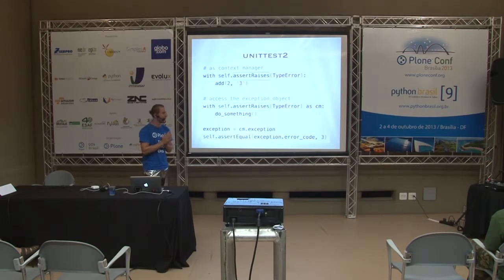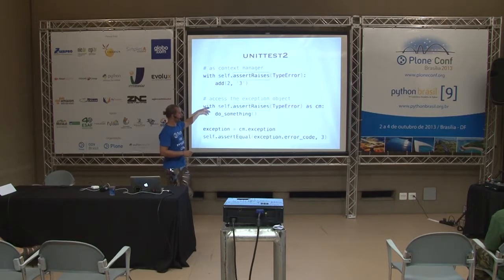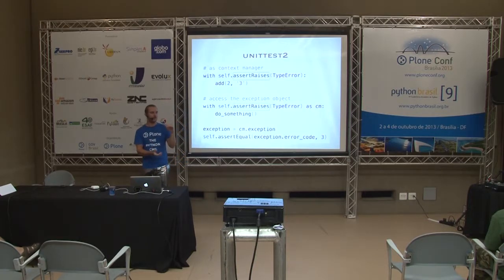And one of my favorites: assert raises can now be used as a context manager. So we can just do with self assert raises type error and then call whatever you need to call. And you can also save the context manager at the end, and then you can see what the exception was and what the exception code was. So you can really nicely assert what exceptions are raised, and whether you catch them correctly or raise them correctly.